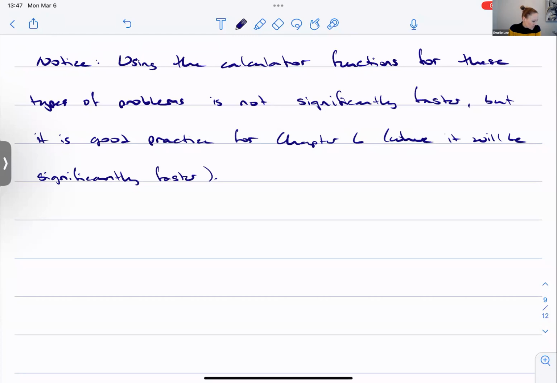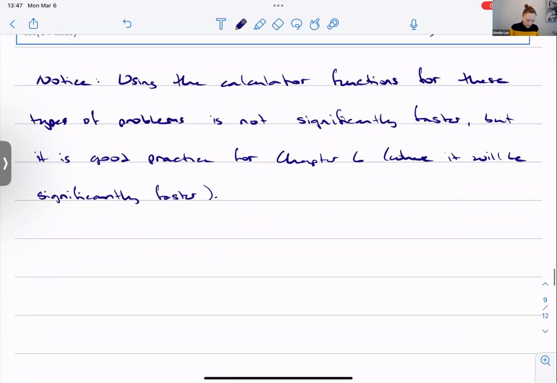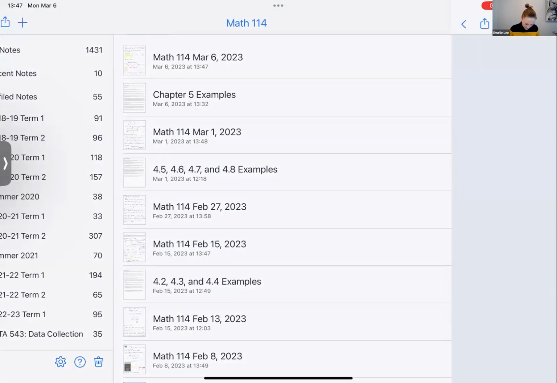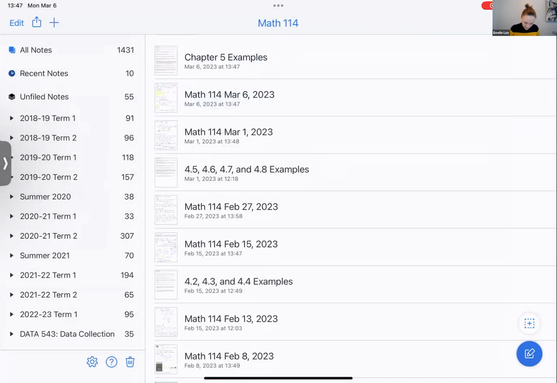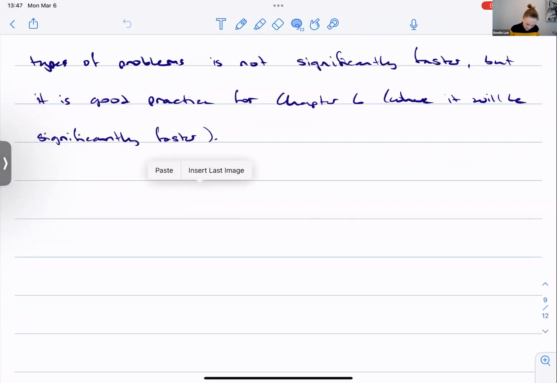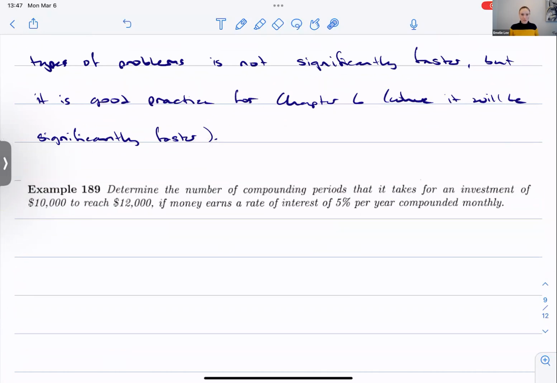Okay. So, let's do another example. I've got example 189, and I have just enough time to do it here. So we're going to use the calculator to do this. Determine the number of compounding periods that it takes for an investment of $10,000 to reach $12,000 if money earns a rate of interest of 5% per year compounded monthly.